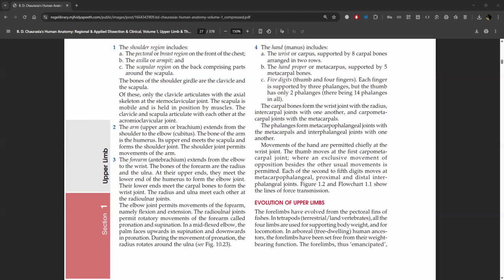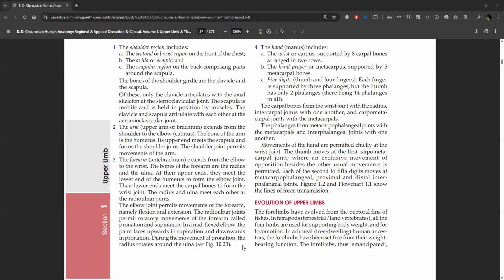The radio-ulnar joints permit rotatory movements of the forearm called pronation and supination. In a mid-flexed elbow, the palm faces upwards in supination and downwards in pronation. During the movement of pronation, the radius rotates around the ulna.